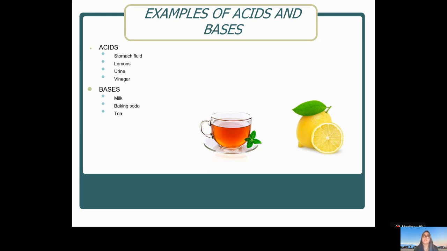So for example, when you have an upset stomach, sometimes your parents will tell you to drink a specific tea because it has basic properties, and so it's able to calm down the acids in your stomach. Or something very common, at least in my family in Mexico, was to take a little pinch of baking soda if you had an upset stomach. And that's again because of its basic properties.